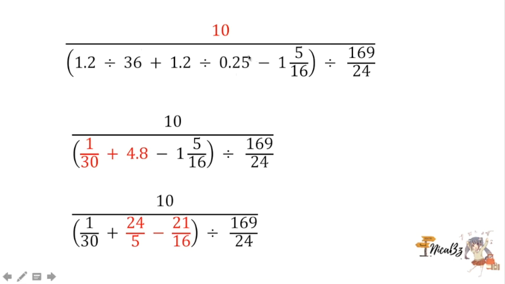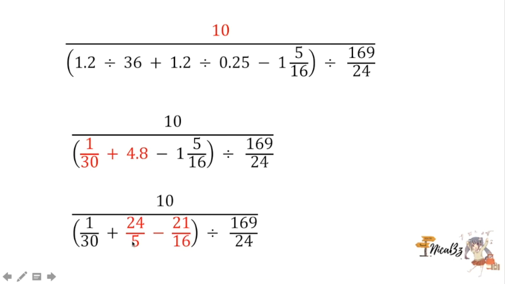We have another division here, which is 1.2 divided by 0.25. So this one is equal to 4.8. That leaves us 1 over 30 for this one and 4.8 for this pair. So that should give us 1 over 30 plus 4.8 minus the remaining number, which is 1 and 5 over 16. And then we continue simplifying what's inside the parentheses.